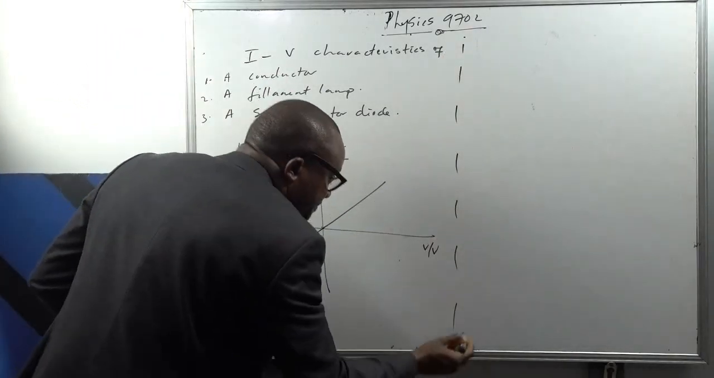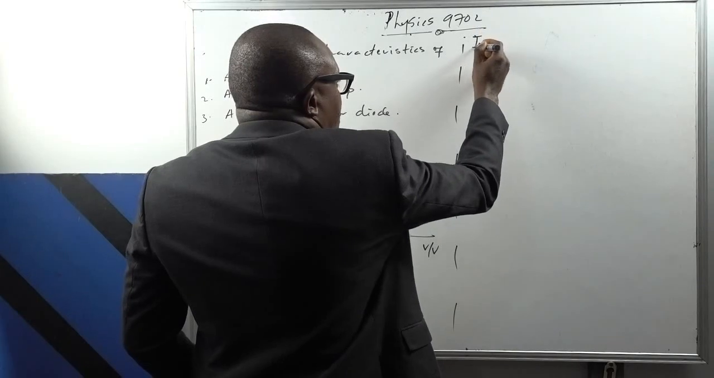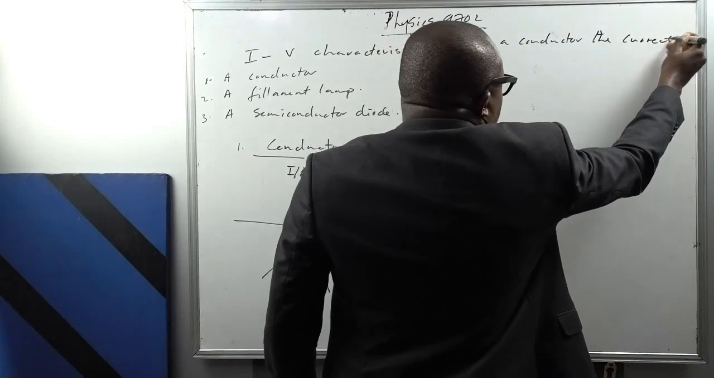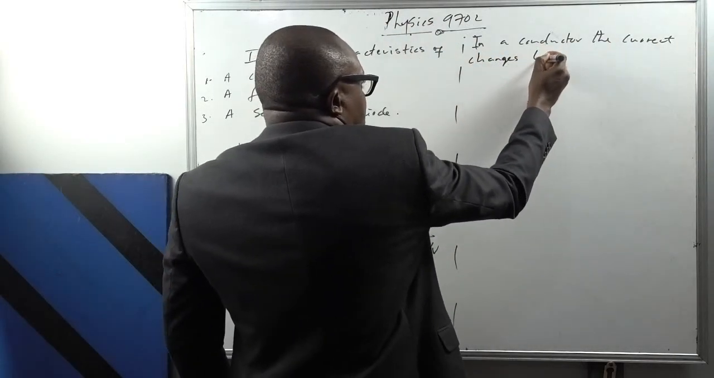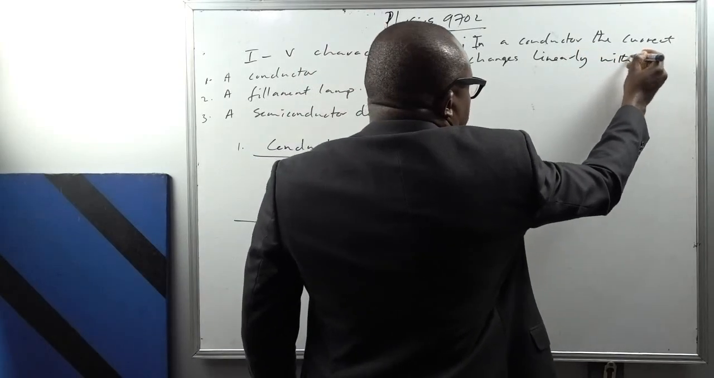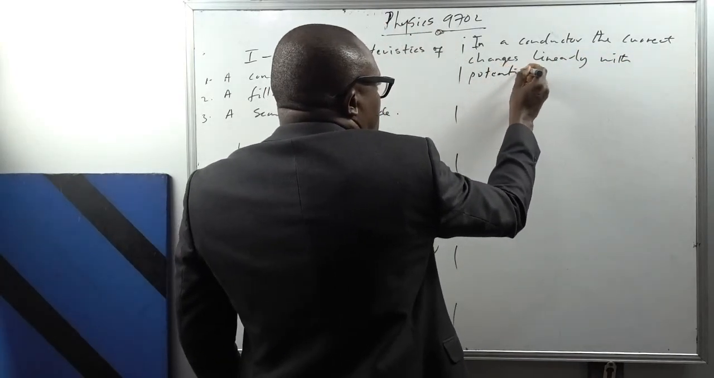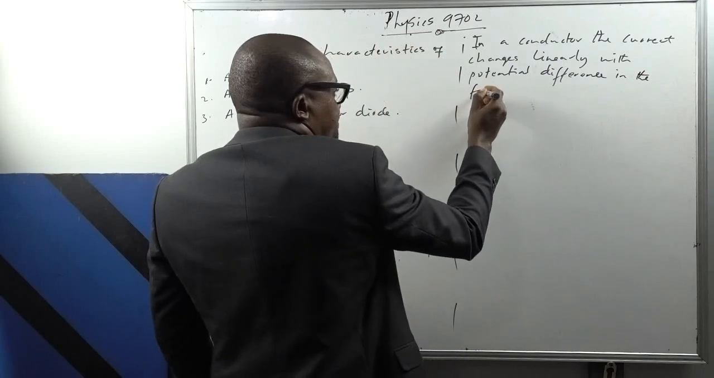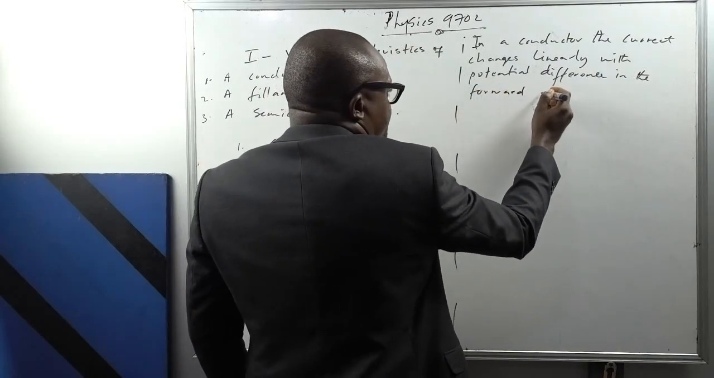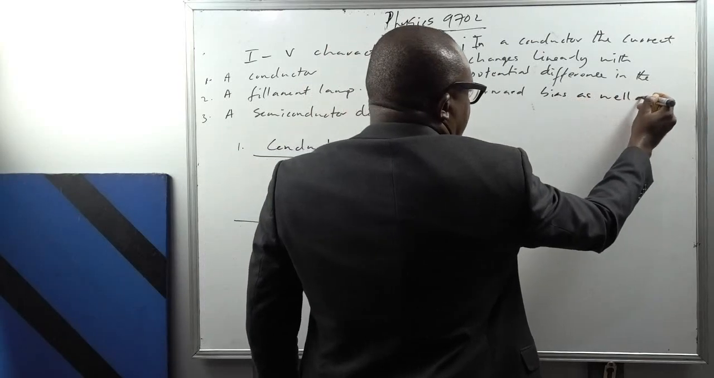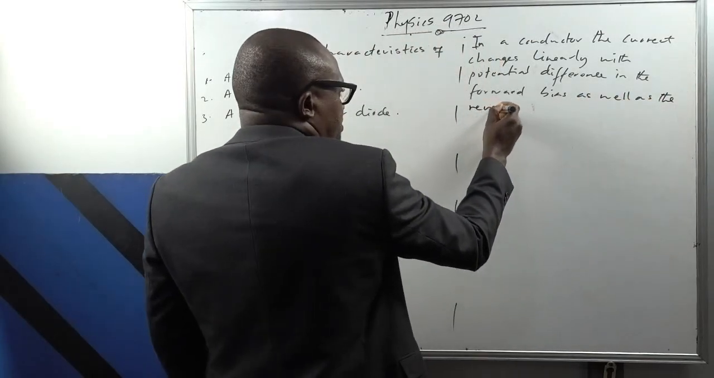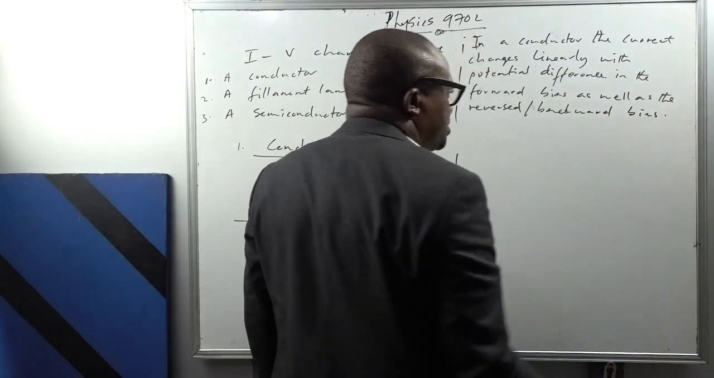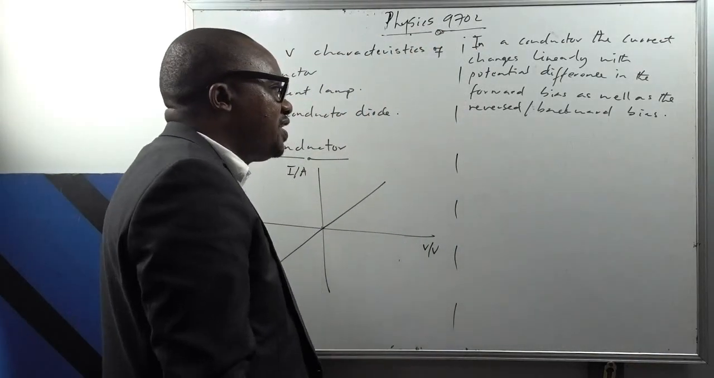So we can say in a conductor, the current changes linearly with potential difference in the forward bias as well as the reversed or backward bias. What do I mean by forward bias and reverse or backward bias?